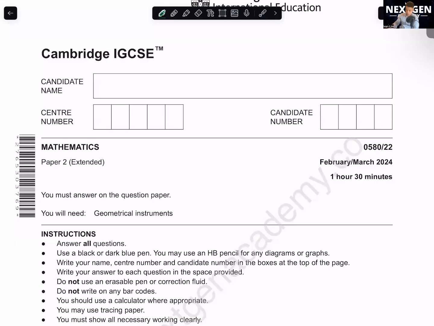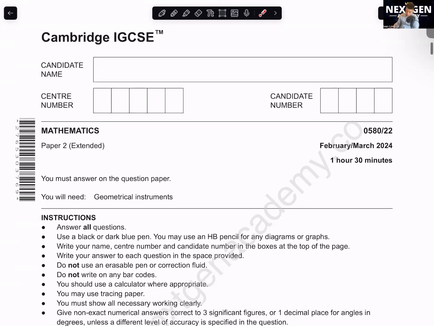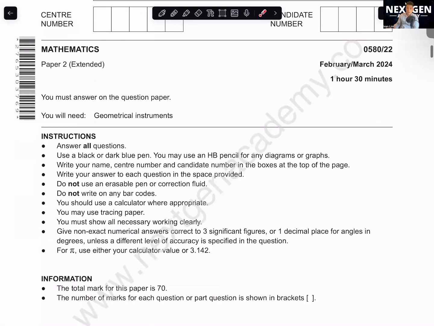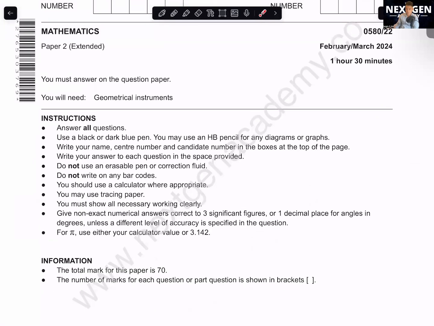Alright, okay, welcome back my NextGen family. Today we are going to go through this paper, February-March 2024, paper 2. I think this is a pretty easy paper, so you should score as many marks as you can from this paper itself. I want you all to ask me any questions. If you've got any questions, quickly type in the chat. Have your calculators with you also. Okay, let's go straight to question 1.